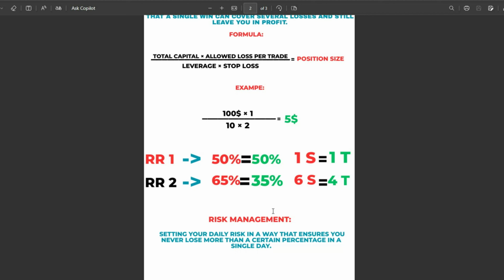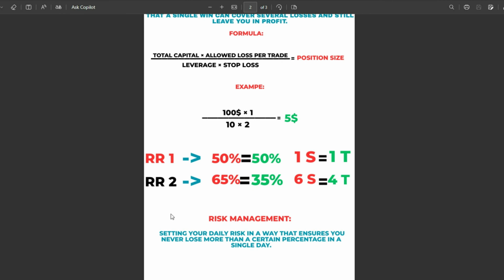Your target, where you want to close your position, should be at least twice the amount of your stop loss in order for it to be worthwhile and for you to recover from 2 losses with a single win. So, what's the minimum risk-to-reward ratio? At least 2 to 1.